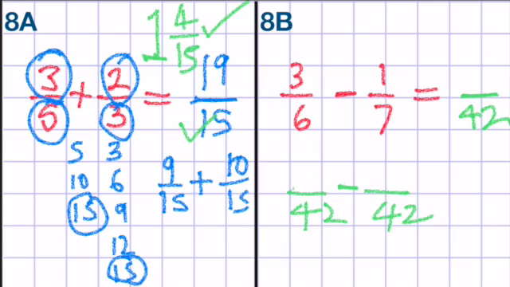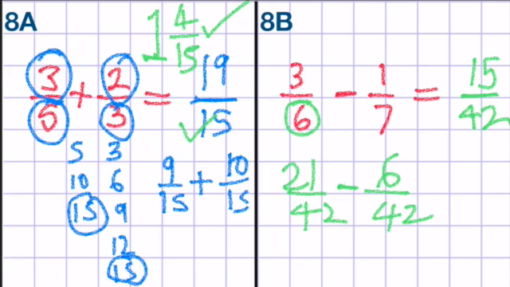So let's write that out. Now, what did I do to 6 to make it into 42? I times it by 7. So 3 times 7 is 21. What did I do to 7 to make it into 42? I times it by 6. So 1 times 6 is 6. So it's 21 subtract 6. So the answer is 15. Okay, 21 take away 6 is 15. 15/42, you cannot simplify that any further.